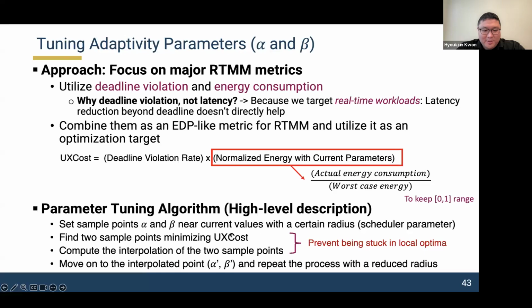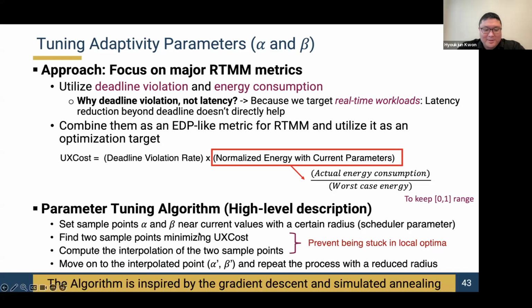And we don't focus on the single point that minimizes the UX cost, to prevent being stuck in the local optima. So that's why we interpolate two sample points. And this overall algorithm is inspired by gradient descent and simulated annealing.